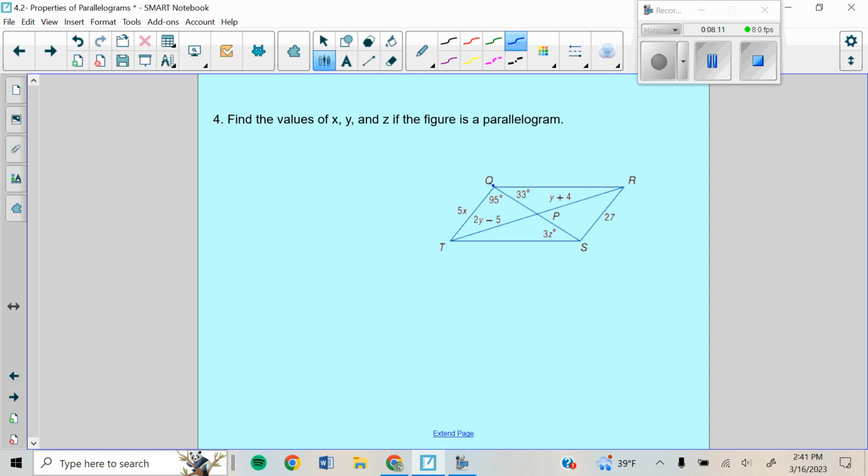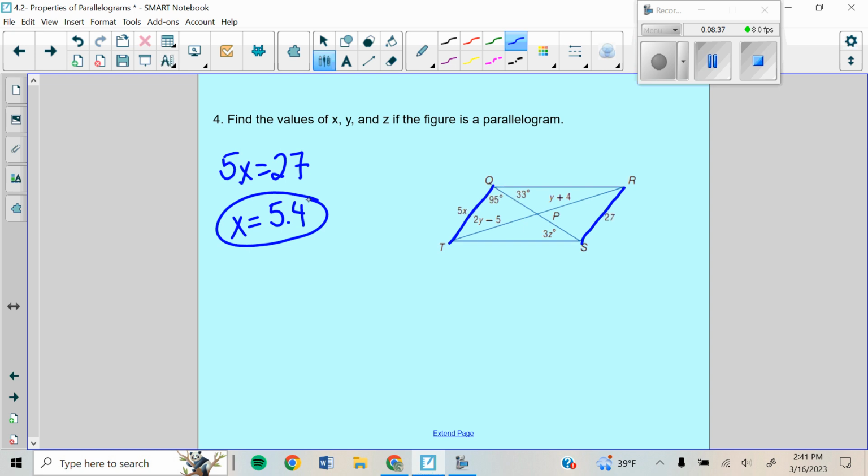So 5x is representing this whole side. Because this is a parallelogram, it's going to be equal to that side. So 5x equals 27. Go ahead and divide 27 by 5. All right, we end up with 5.4. Again, it's okay. You can have decimals. Life is full of not whole numbers.